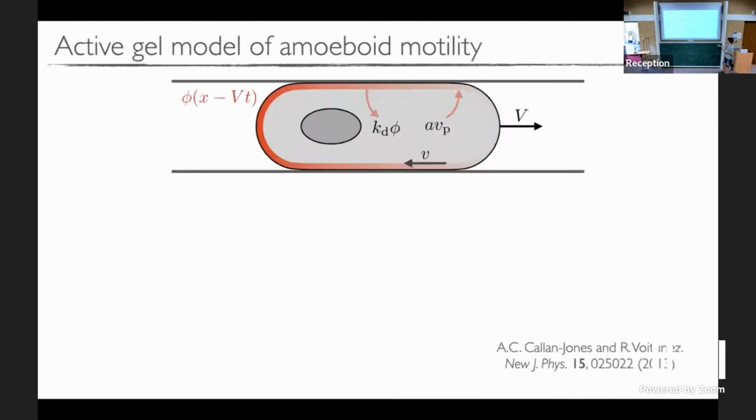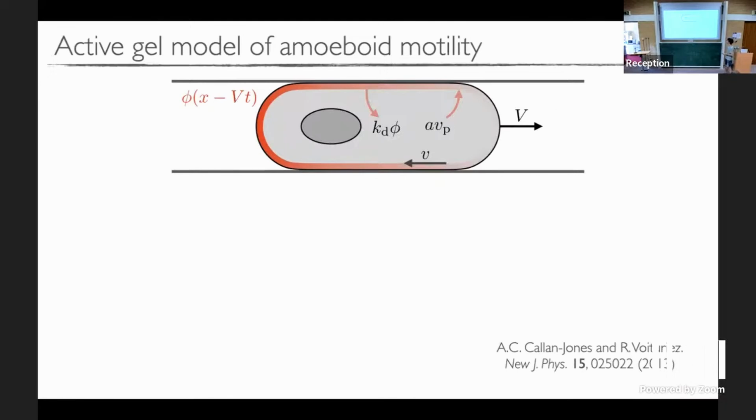Okay. Now, what I want to do is to describe a model that implements these ideas. And this was developed by Andrew Callan-Jones and Raphaël Voituriez 10 years ago. And so the model goes like this. We're going to try to describe the cortex through a concentration of this cortex of actomyosin, which will move together with the cell that propels itself at a certain velocity, capital V. And then we will also take into account the flow of the cortex in the frame of reference of the cell, small v. And then the cortex will polymerize at a constant and uniform speed, and it will depolymerize at a rate that depends on its own concentration.